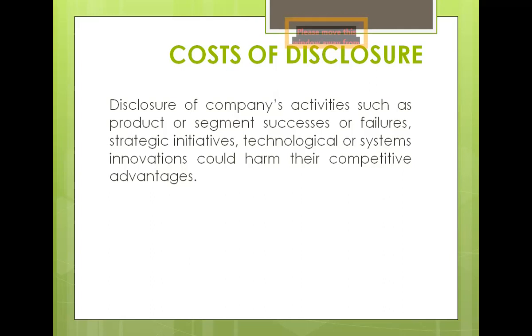Disclosure costs, including political costs, are high for highly visible companies, such as the large telecommunication conglomerates, oil companies and software companies, because they are favorite targets of public scrutiny.